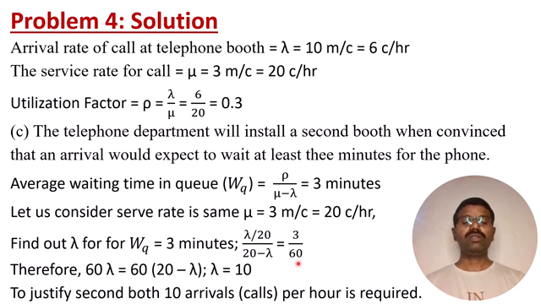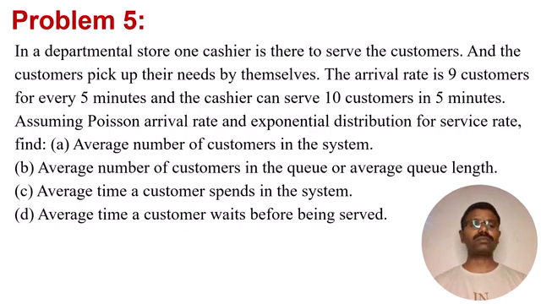Therefore, if you solve this equation, 60 into lambda is equal to 3 into 20, 60 into 20 minus lambda, and that gives lambda equal to 10. That means to justify the second booth, 10 arrivals or calls per hour are required. So if they get 10 calls per hour, then there is a justification for installing a second booth. Otherwise, not required. That's what the problem solution says.